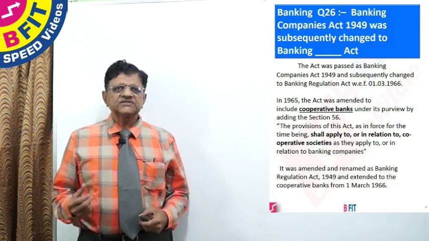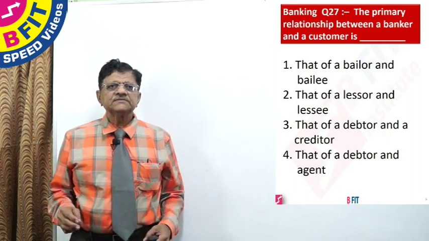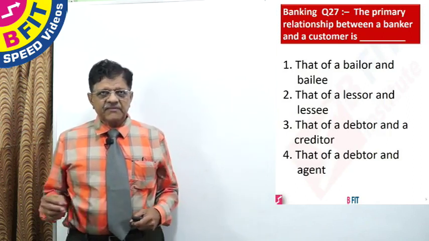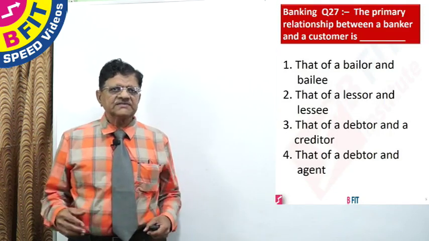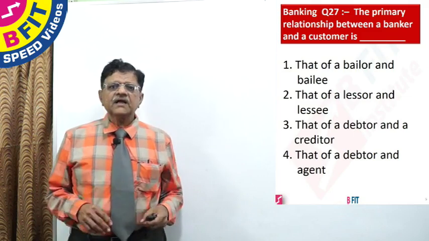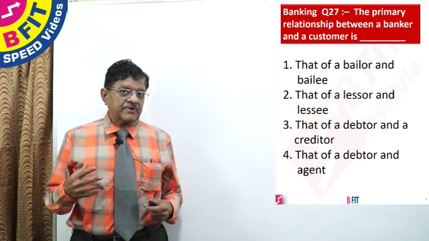Now we shall see the next question. The primary relationship between a banker and a customer is that of a blank. Four options are given: that of a bailor and bailee, that of a lessor and lessee, that of a debtor and creditor, that of a debtor and agent.